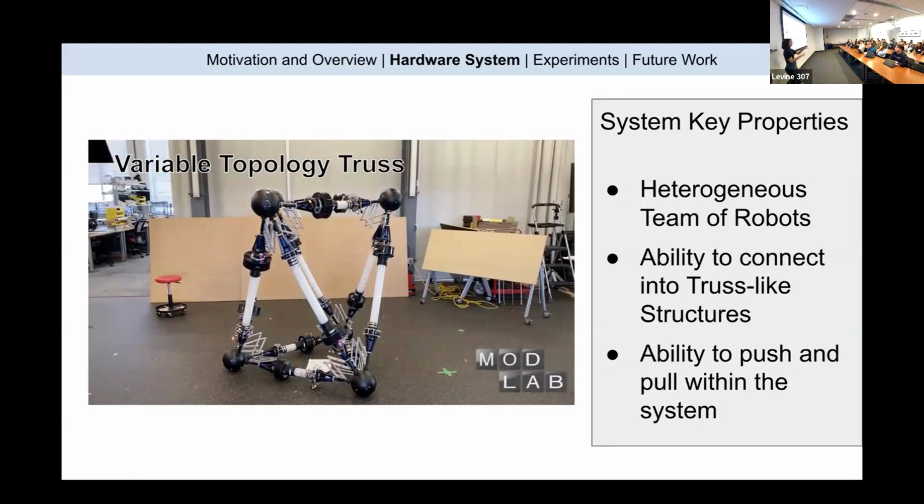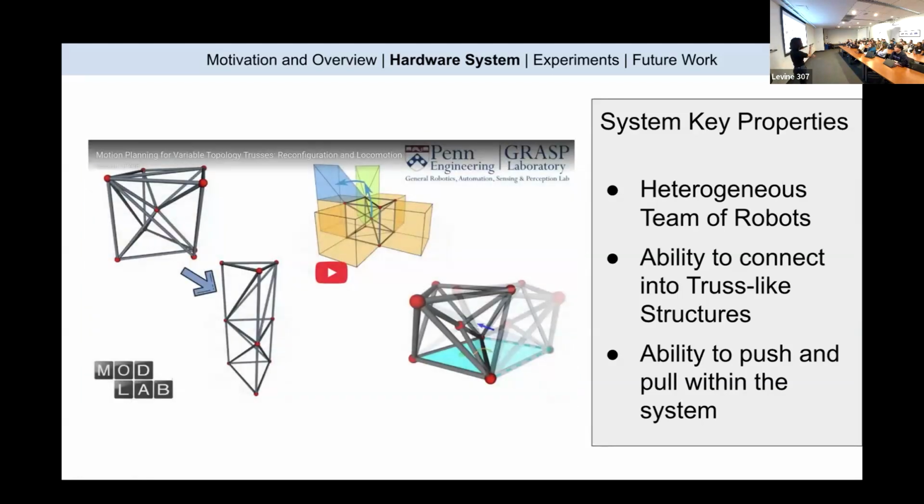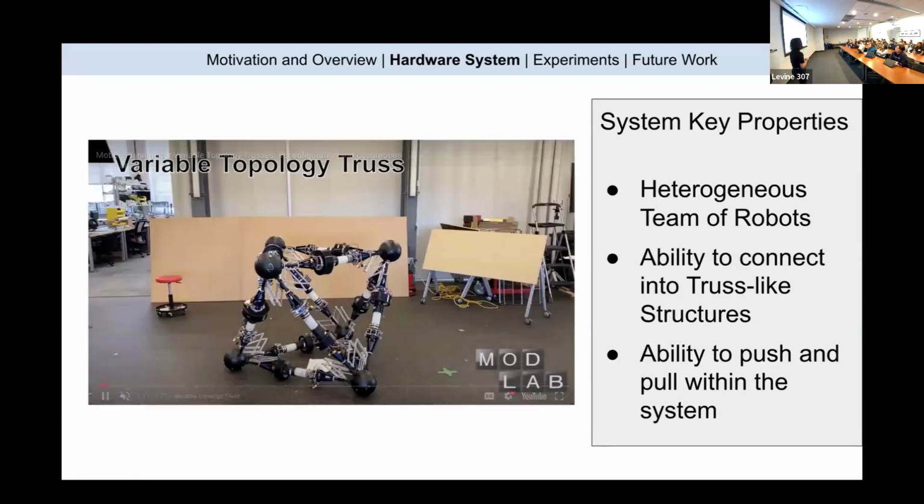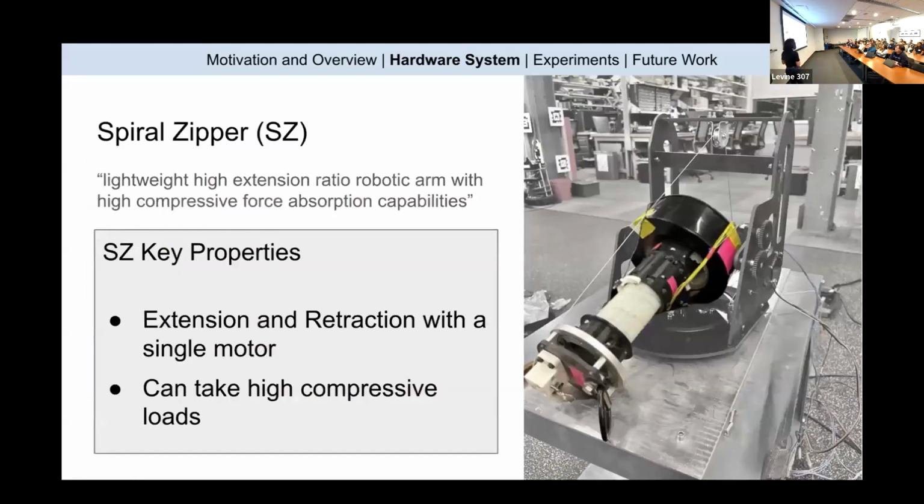So it can connect to one another, and then by extending and retracting those spiral zippers, you can change the form. A little bit more about that: key properties of the spiral zipper, just for extra background, are that it has extension and retraction with a single motor, and it's really good with compressive loads.